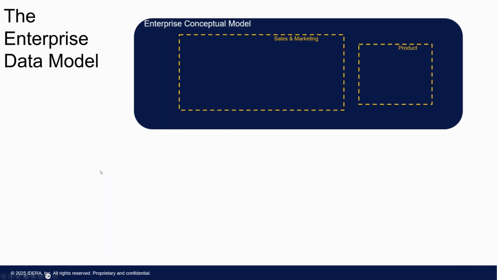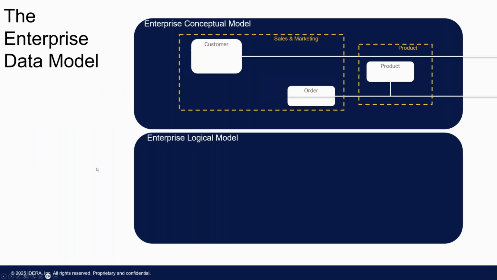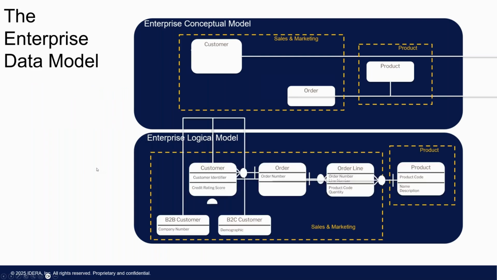So the sort of process we go through, we can build an enterprise data model, which might have a conceptual model with the high level concepts, and then we're going to add more detail into it and create an enterprise logical model. So we're going to have a standard understanding of what is a customer across all of our projects. This is a business model, so it's in business language.